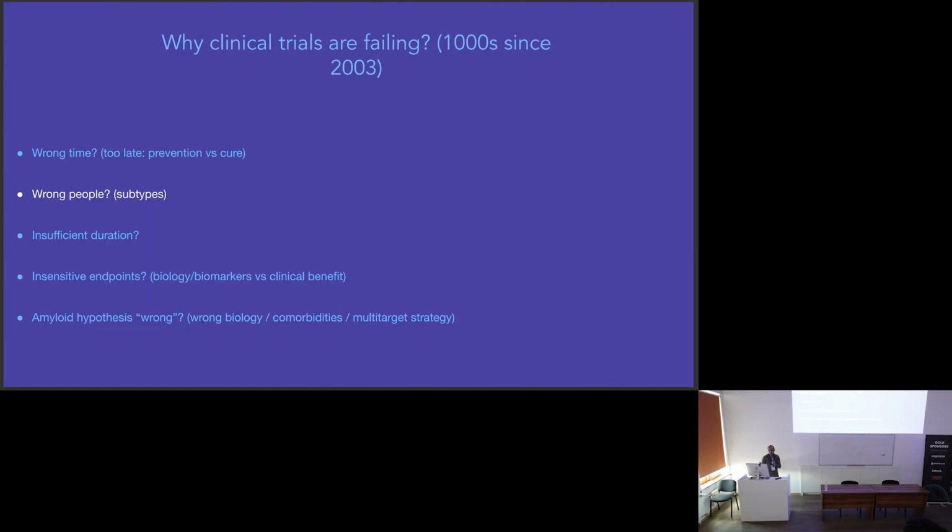There are a lot of trials failing. Starting from 2003, there is data, there are thousands of trials failing. There can be different reasons: wrong timing, wrong people that miss subtypes, insufficient duration, insensitive endpoints, or the hypothesis was wrong. But again, we'll concentrate on the subtyping because this is a very big problem. A lot of trials are failing because of not giving the drug to the right population of people. And a lot of trials are not failing, but there have been cases where they went to the market and people died because of that.